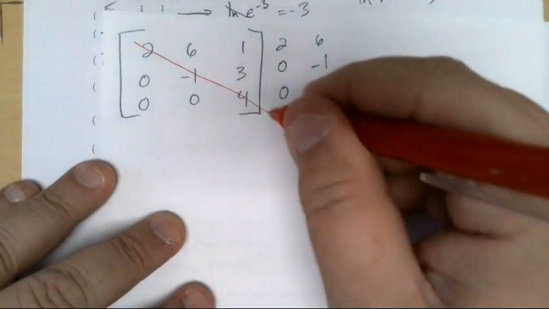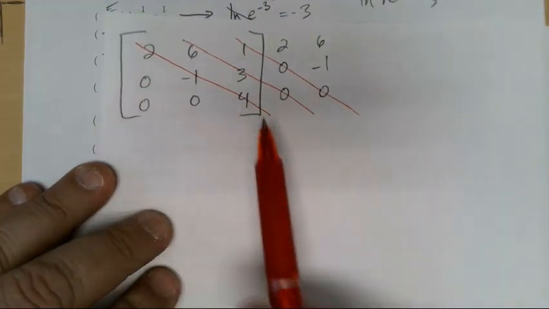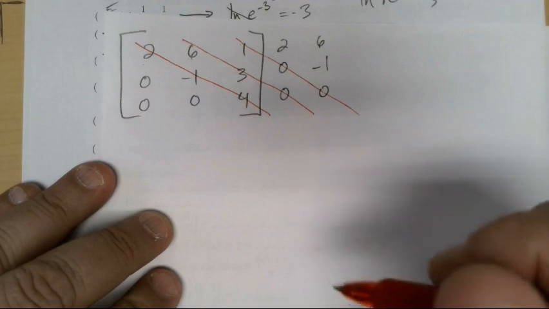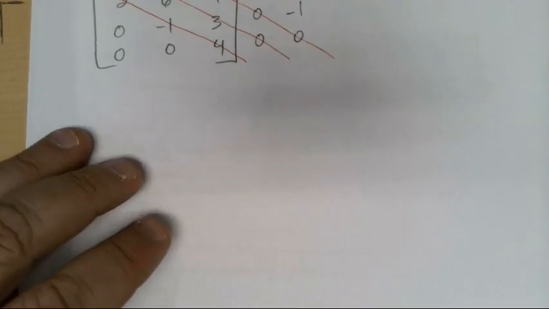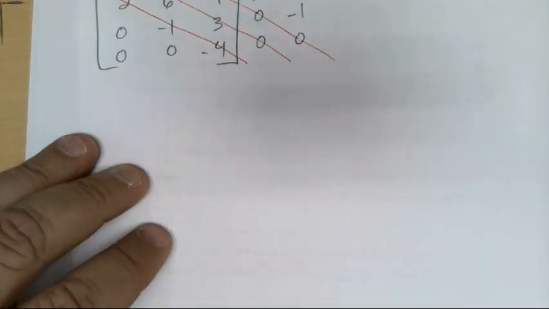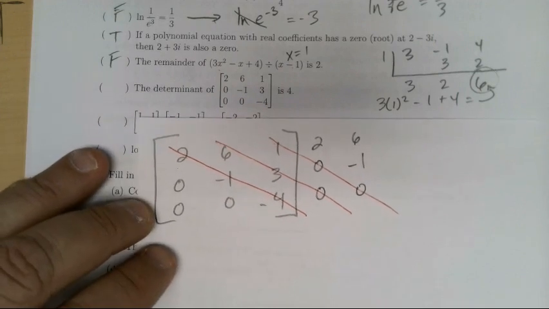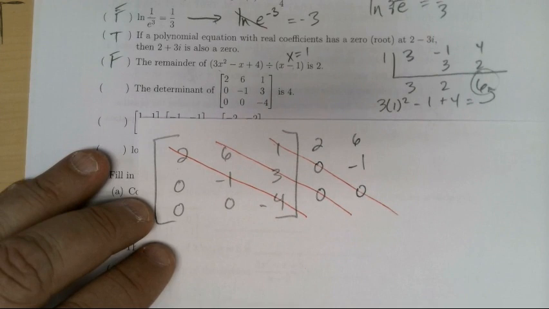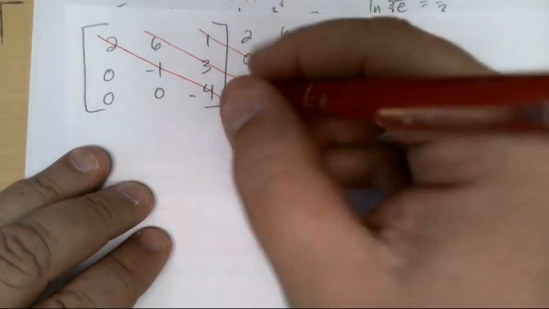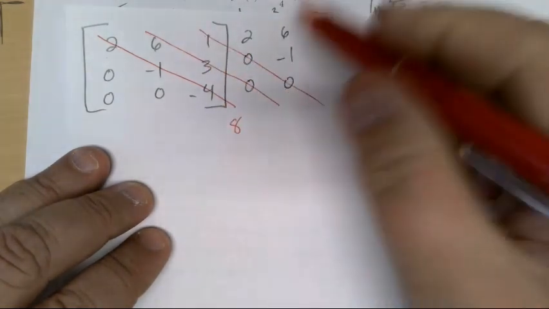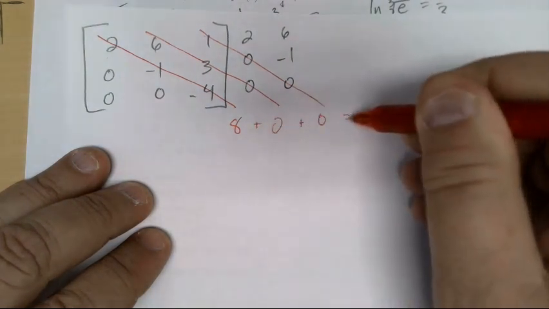And then I want to find the product of these three downward diagonals. 2 times -1 times 4 is, wait, this doesn't seem right. That's a -4. That's why it doesn't seem right. Did I copy everything else right? 2, 0, 0, check. 6, -1, 0, check. 1, 3, -4, check. 2, 0, 0. Good, it's all good. Okay. 2 times -1 times -4, that's 8. 6 times 3 times 0, oh, that's 0. I like zeros. 1 times 0, oh, it's 0. And I add these, and I get 8.